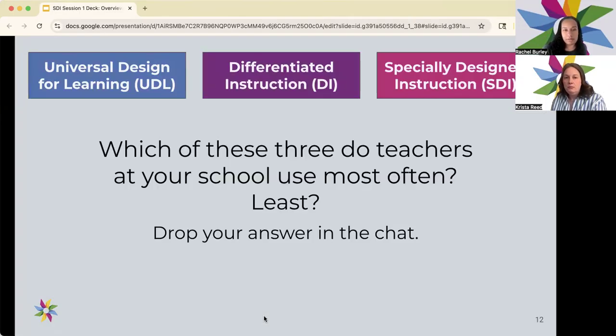And so when we think about which of these three do teachers at your school use most often, what we saw a lot of in the chat was differentiated instruction. So that is something we're seeing a lot in schools. And if you are differentiating instruction, that's a great start. This takes it one step further.